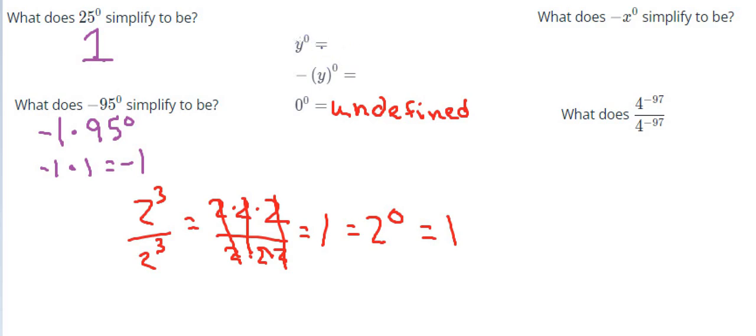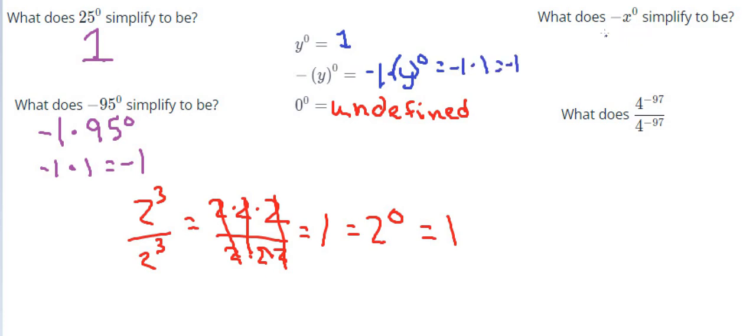So take a look at y to the 0. That's just going to equal a normal 1. And the next one below it, negative parentheses y to the 0. This is going to say negative 1 times y to the 0 power. And y to the 0 power is 1, so that's negative 1 times 1, which is negative 1.